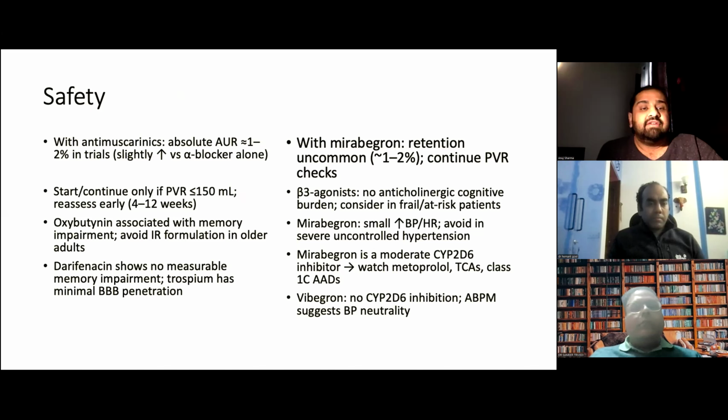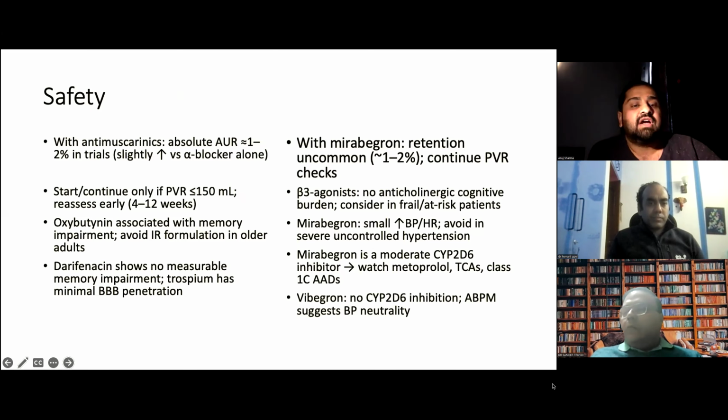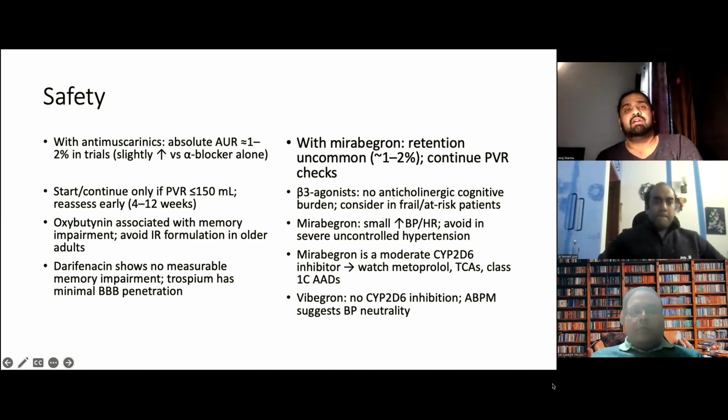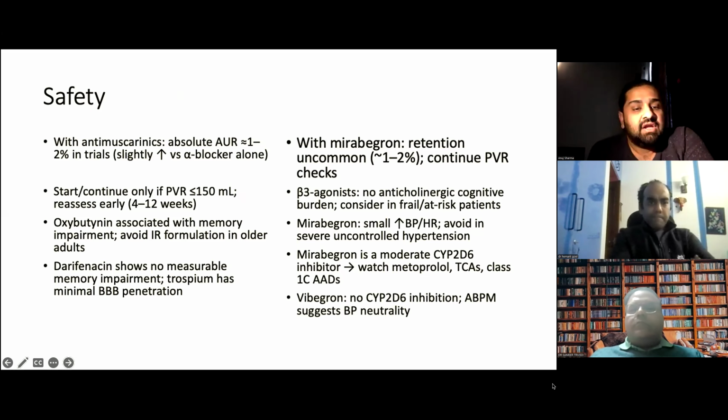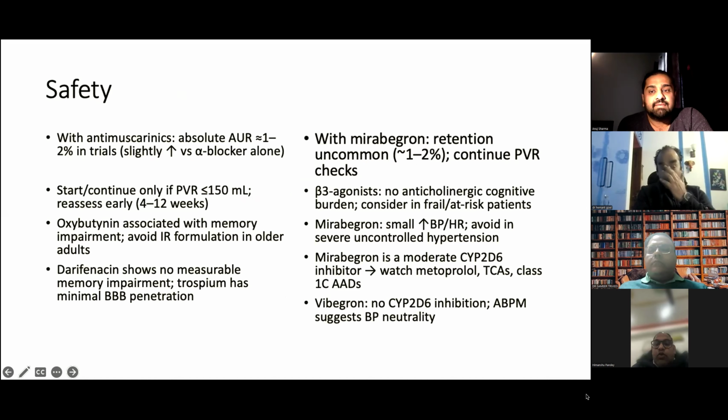So regarding the safety, with antimuscarinics, AUR is always a concern which can happen. So always start or continue if PVR is less than 150 and always reassess within 2 to 3 months. Oxybutynin is associated with memory impairment. It is a good drug for the pediatric age group, but for adults, we have better vesicoselective agents. And in terms of trospium, it's a quaternary compound and has lesser blood-brain barrier penetration and can be used in those cases.